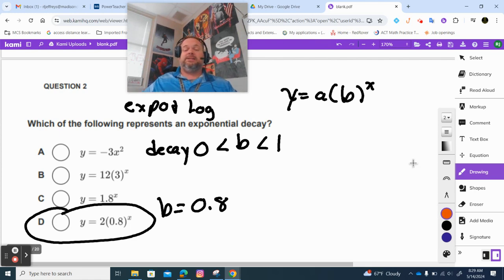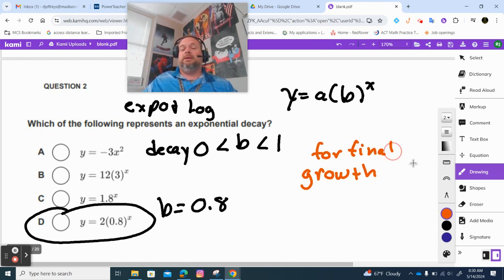A little birdie told me to look for growth where b is greater than 1, like something like this. Because maybe a little birdie told me that the person that made the final just switched this word to growth and then said that this was the answer.